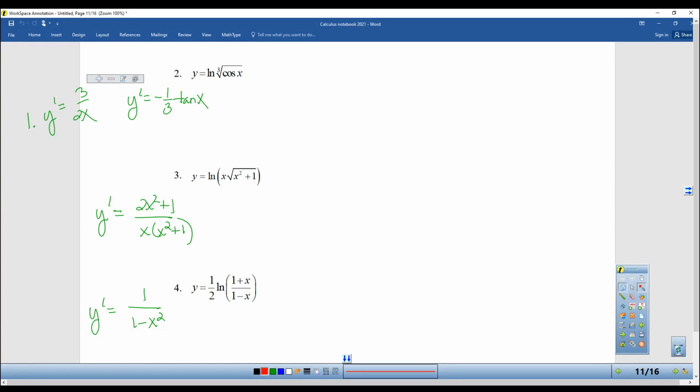How do we do it in number 2? Well, this is equal to the natural log of cosine of x to the 1/3. That 1/3 can come out in front. And now it's just a constant. So y prime, remember this is still y. Y prime, the constant is still just there. This is my u. The derivative of the natural log is 1 over u times the derivative of u.